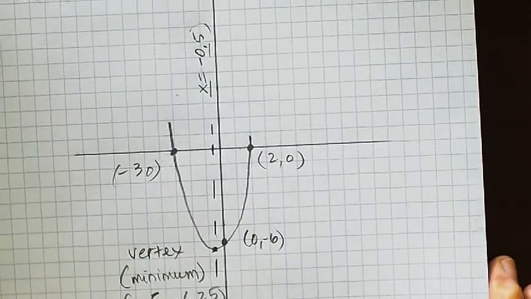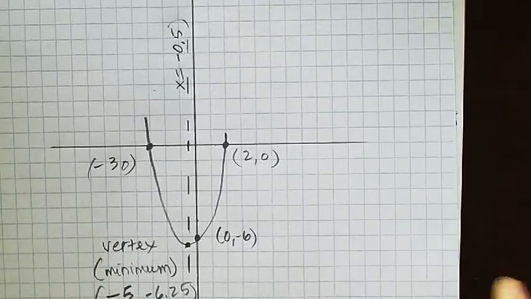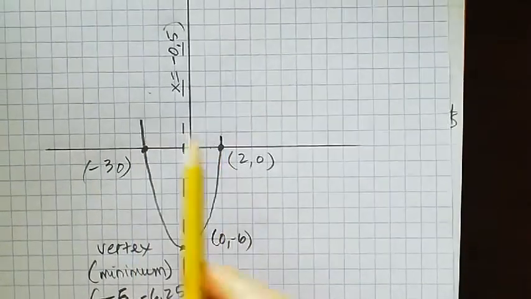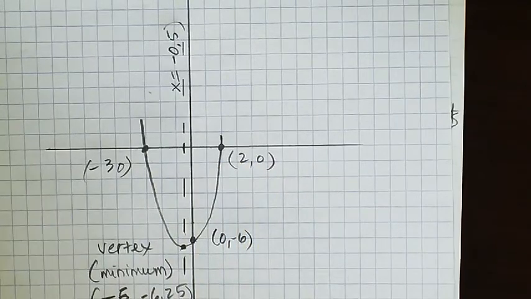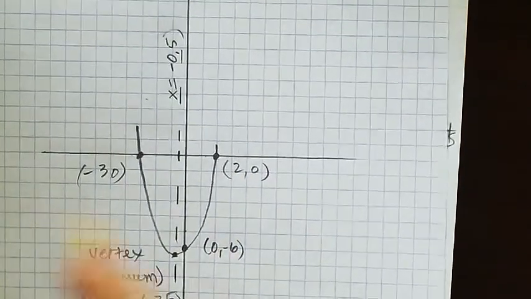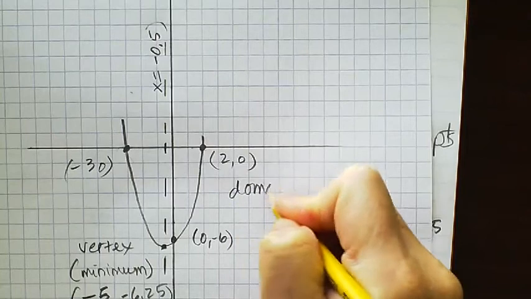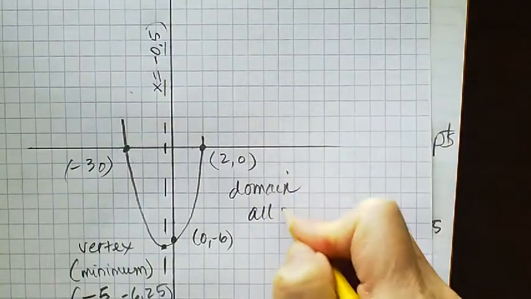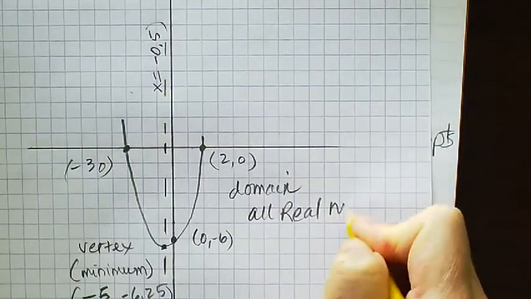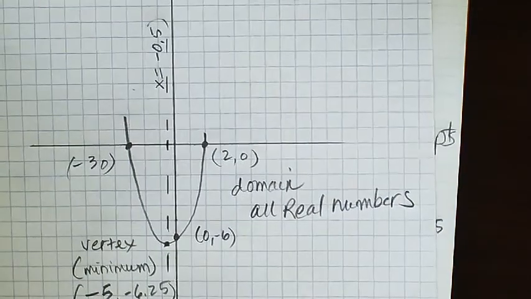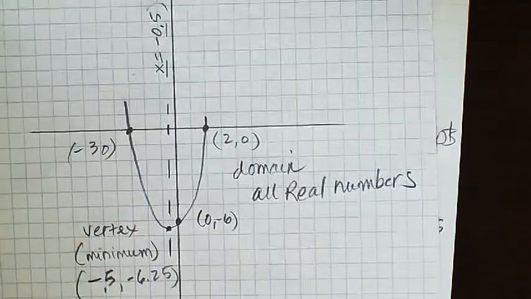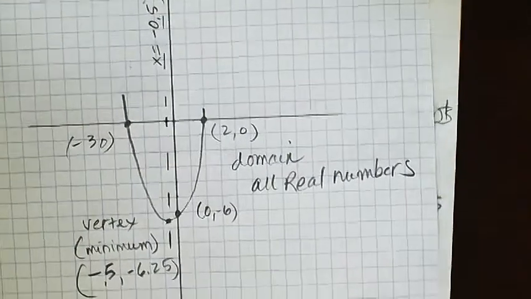Domain and range. Okay, a lot of people put that the domain was from -3 to 2, but you can plug in any value into this equation and get an answer. So your domain is actually all real numbers. There's nothing that's going to give you an answer that's undefined. There's no fraction, there's no square root, all real numbers.